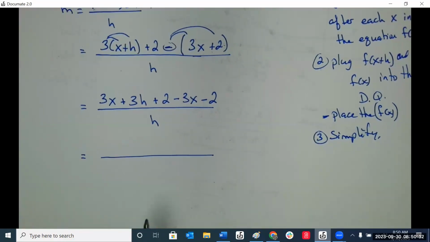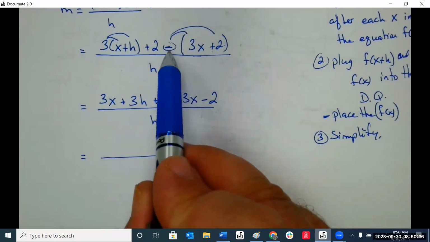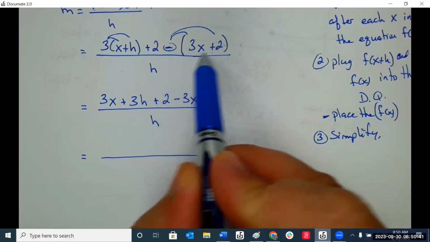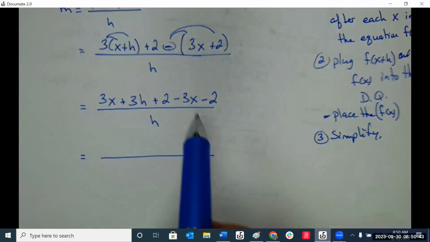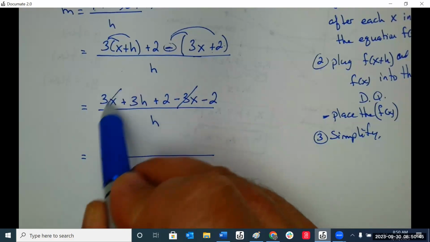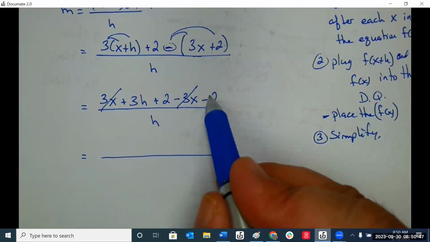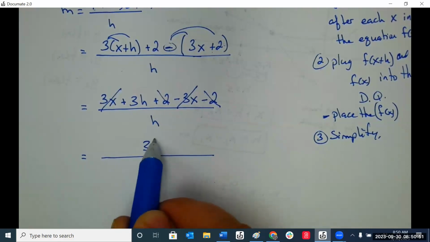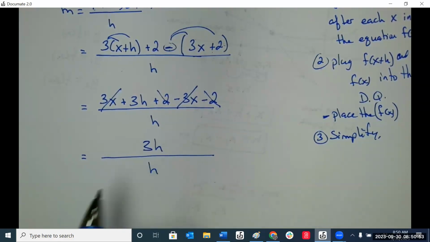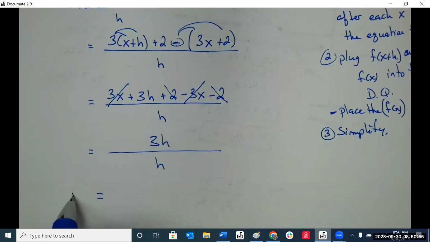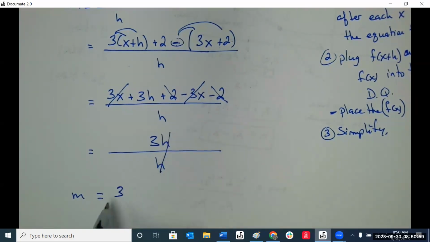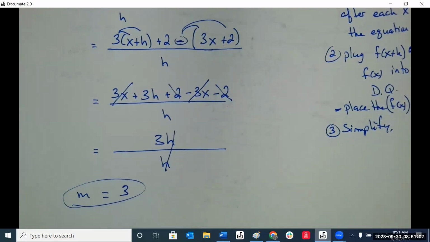Now combine like terms. Okay, here's a hint. After you do this minus sign, everything should cancel. This 3x cancels with that 3x. Negative 2 cancels with the positive 2. So we have 3h over h. The h's cancel, and the slope is 3.